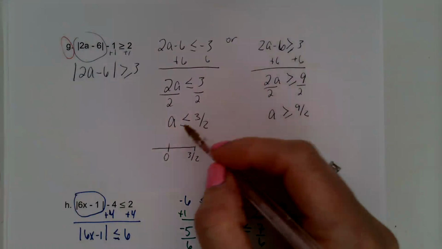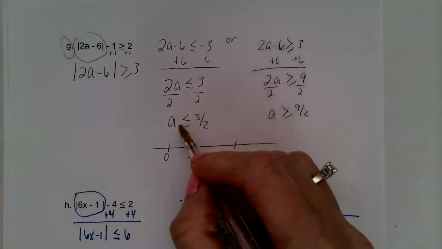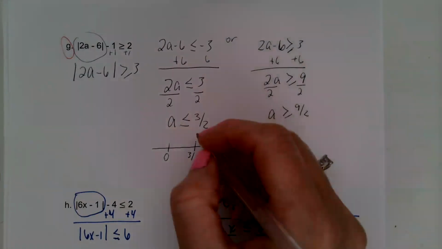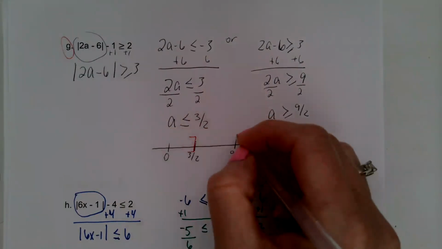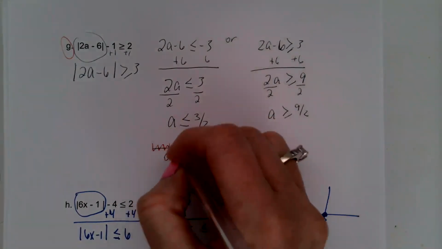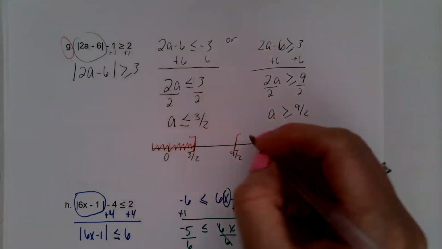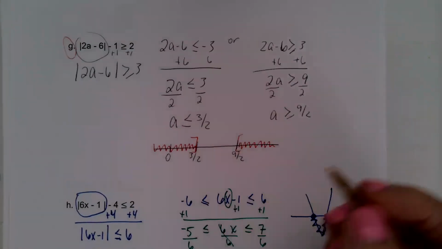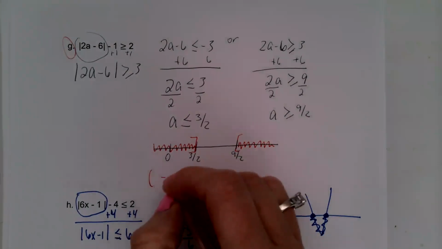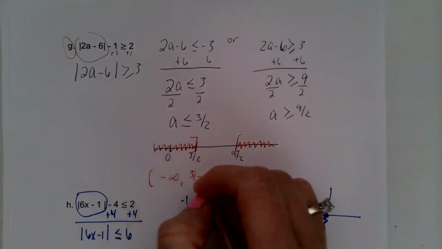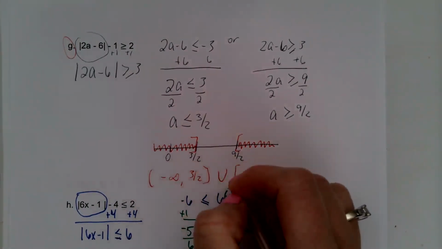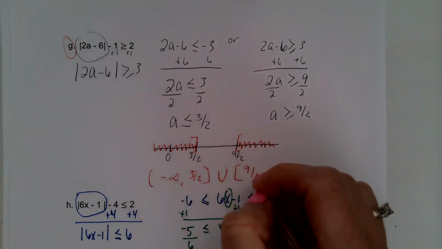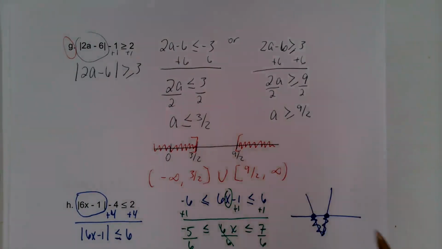And because it's including, with a less than or equal to or greater than or equal to, it gets a bracket. So less than or equal to 3/2 or greater than or equal to 9/2. And then the interval will be similar here with the brackets and union.